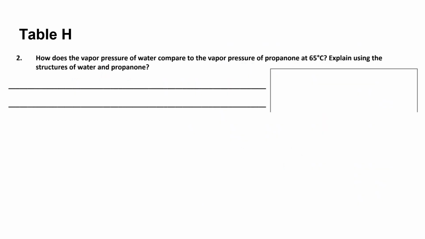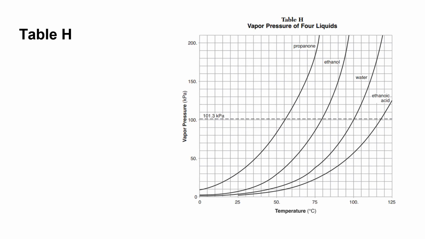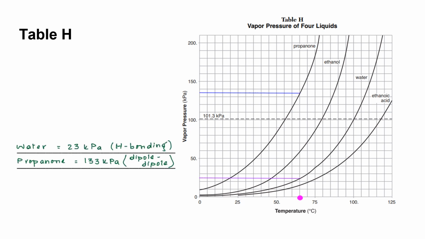So let's talk about table H a little bit more. And now we are going to compare the vapor pressure of water and propanol at 65 degrees Celsius. You might also want to think about their structure to figure out why do we see that difference in the vapor pressure between the two things? So we're looking at table H again, and go ahead and read the vapor pressure for water and propanone at 65 degrees Celsius. So this is what I notice as of this moment.